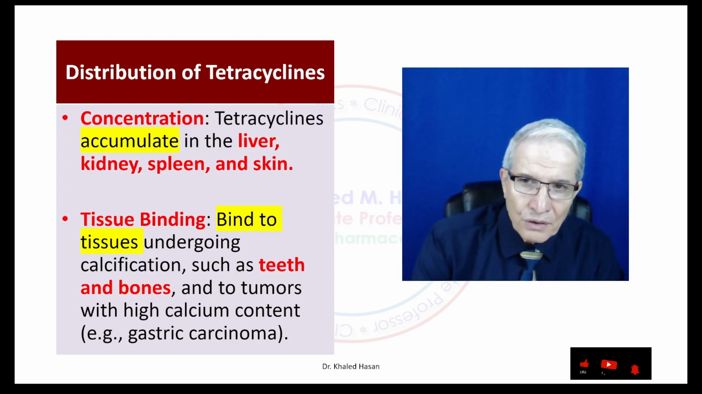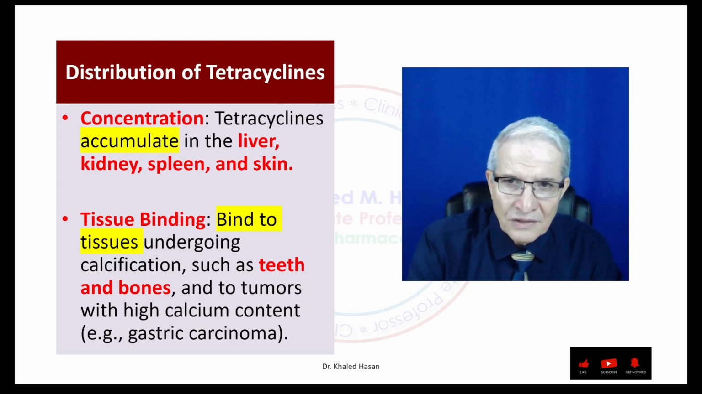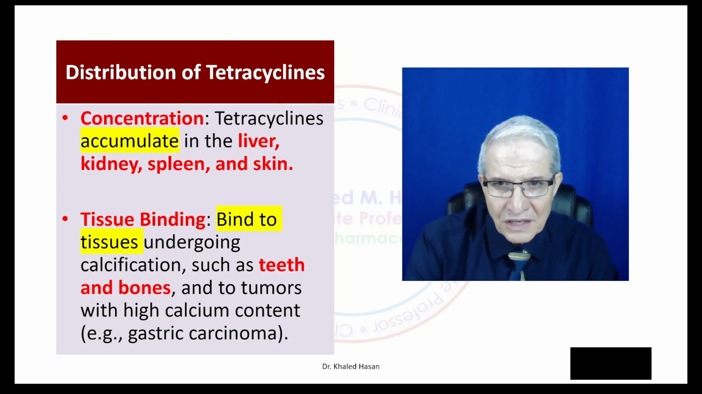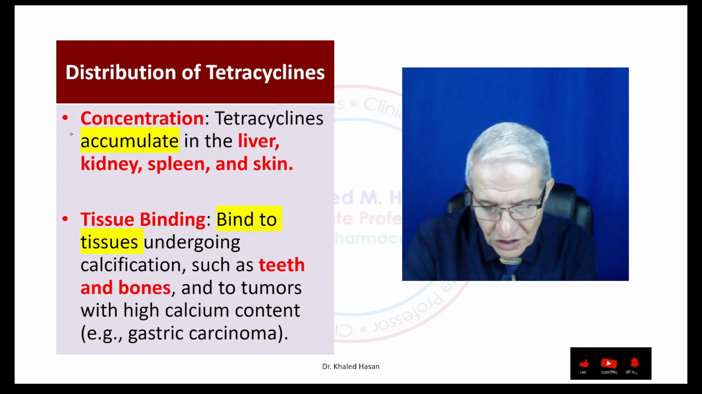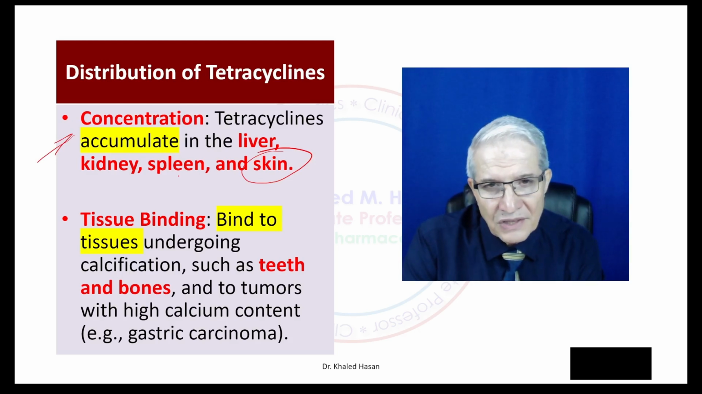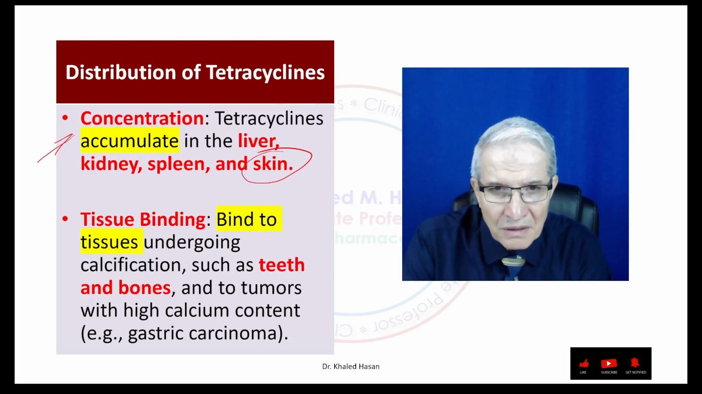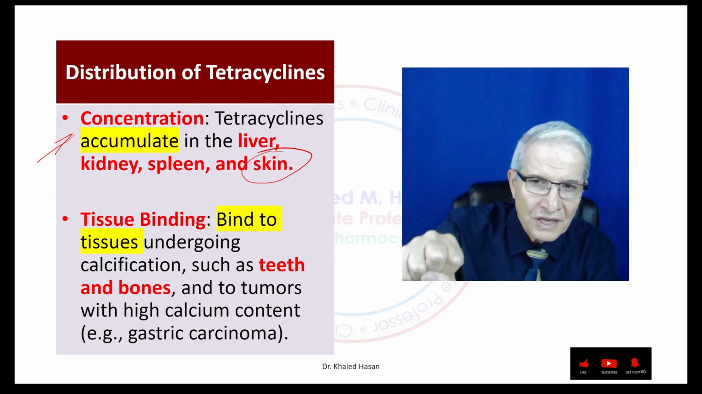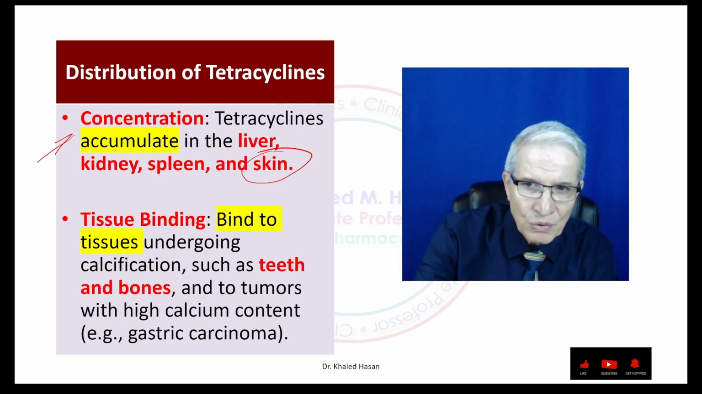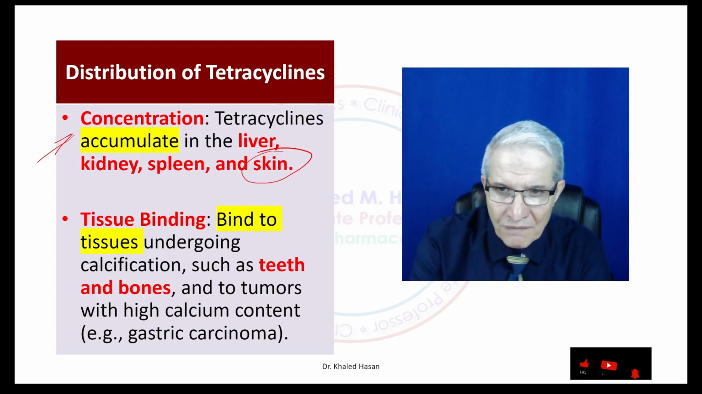Again, another important issue about tetracycline: as you can see here, tetracycline accumulates in the liver, the kidney, the spleen, and the skin. So the accumulation here is a very important issue. If you talk about skin, tetracycline is considered a beneficial treatment for acne, because tetracycline arrives at the skin with a high concentration and accumulates in the skin, the kidney, and the liver.